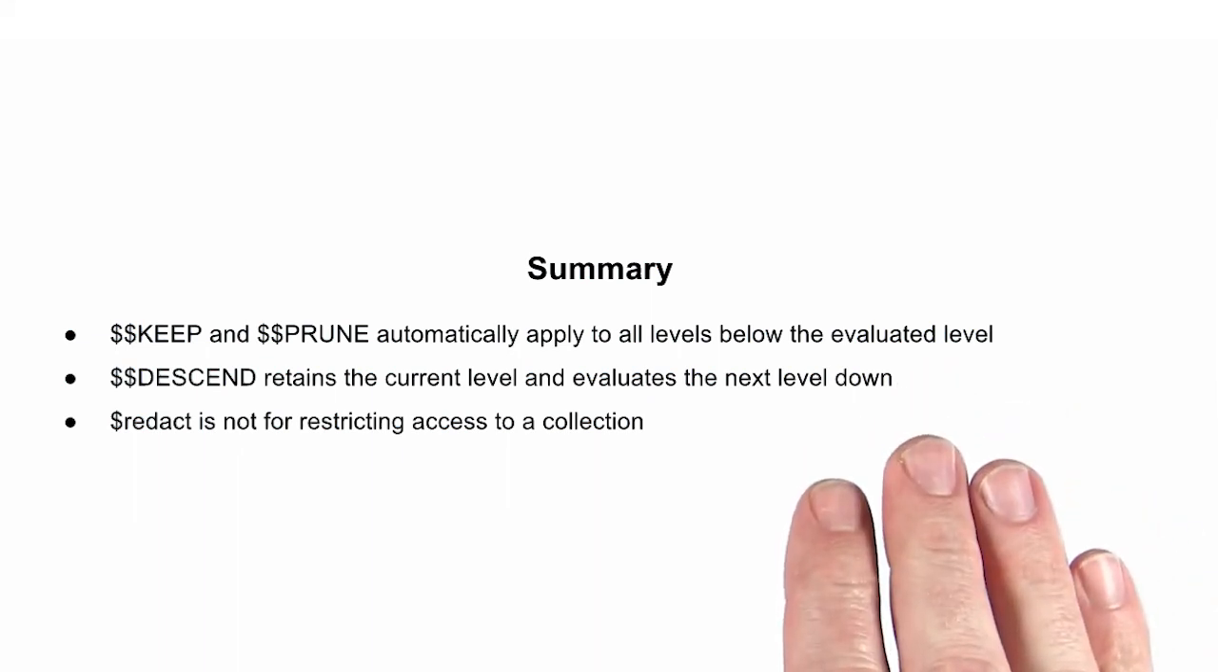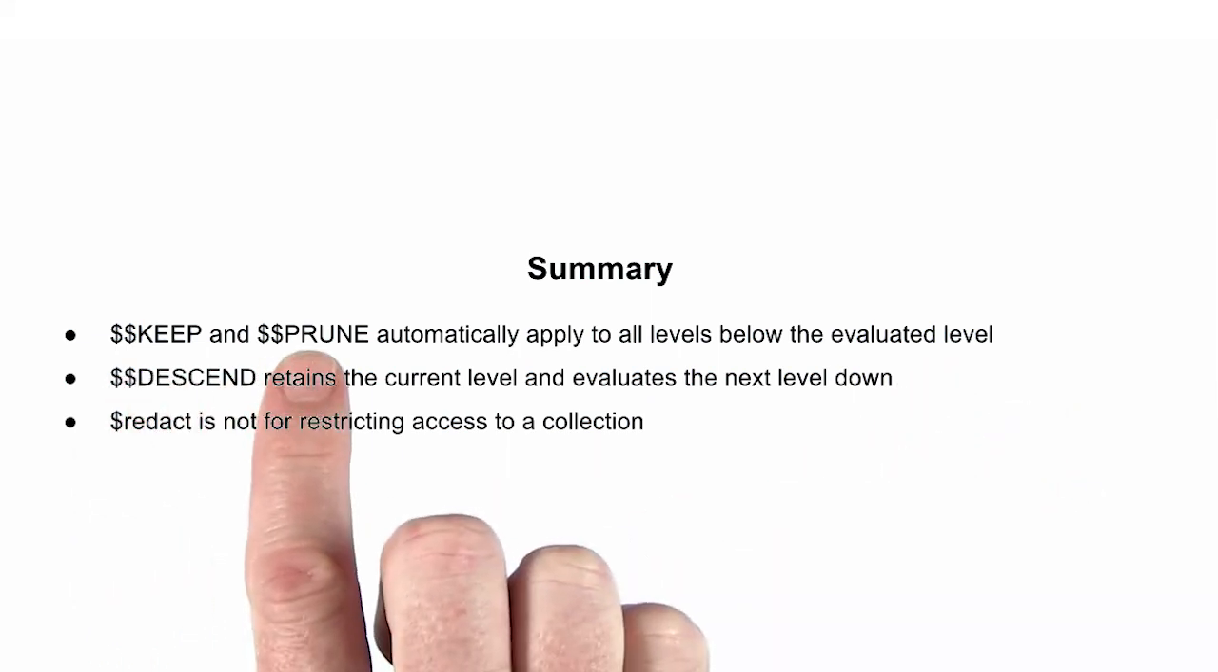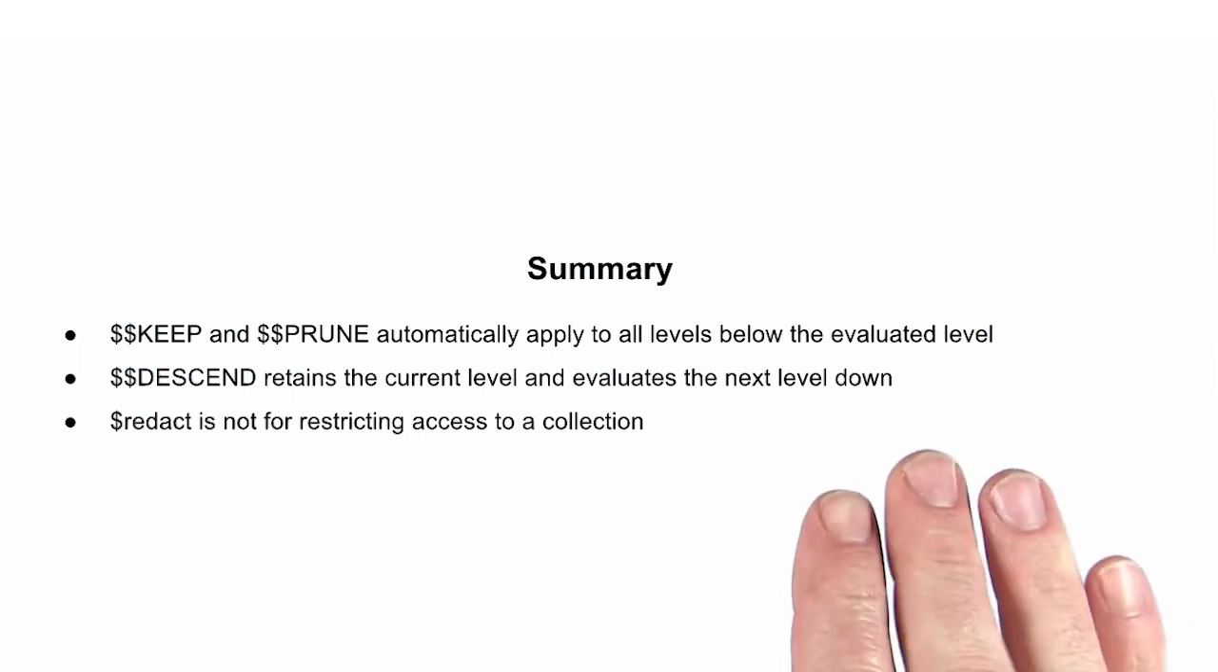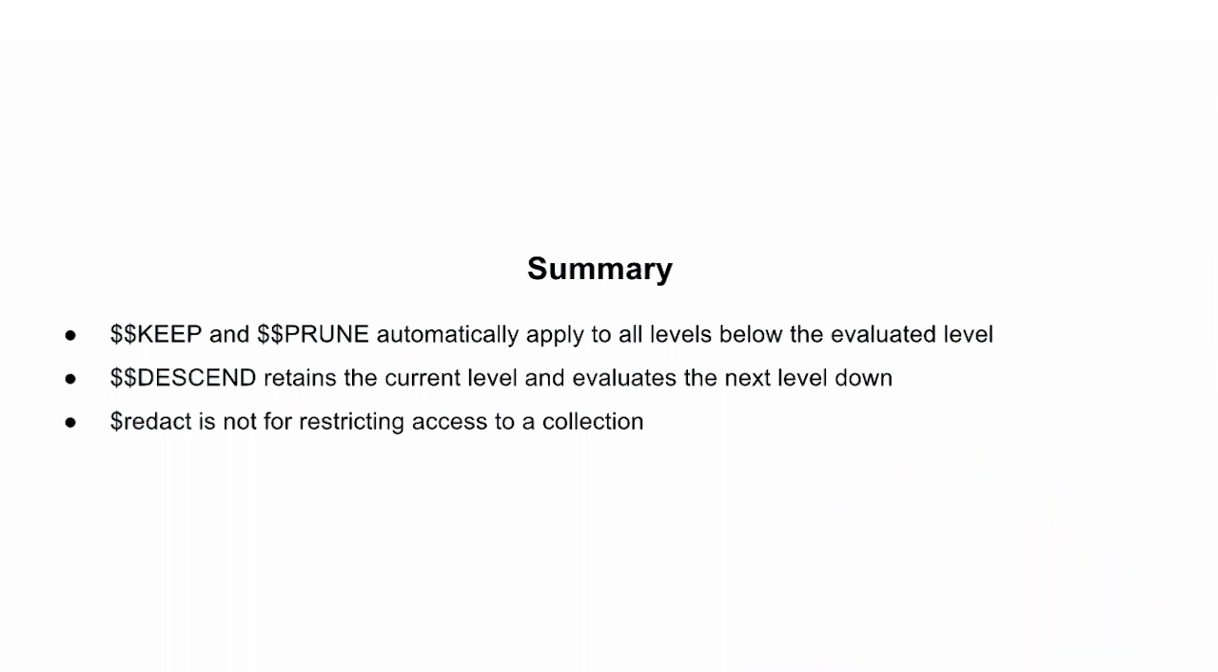Let's summarize some key points. Keep and prune automatically apply to all levels below the evaluated level. Descend retains the current level and evaluates the next level down. And redact is not for restricting access to a collection. Remember, if a user has access to perform an aggregation on a collection, they have access to read that collection.